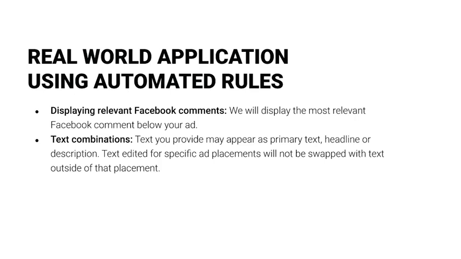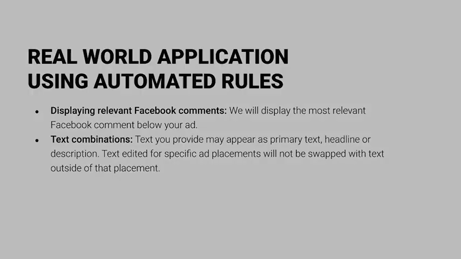Text combinations. Here's one of the problems that I have. Text you provide may appear as a primary text, or maybe they use it as the headline, or maybe they use your primary text as a description, or the text edited could be for a specific placement where all of a sudden they're going to take your headline and put that text on the top of an image. They're going to change your headline with the description. It can make it interesting.